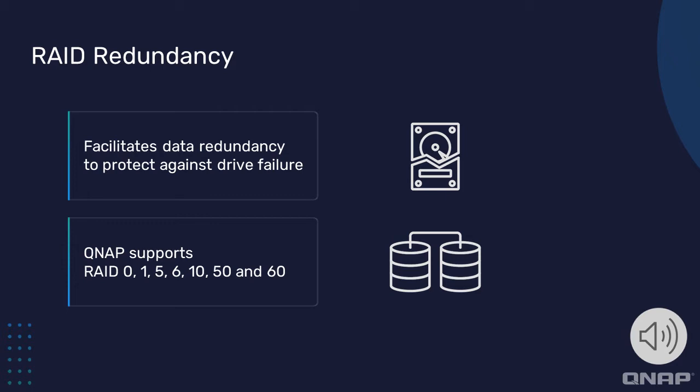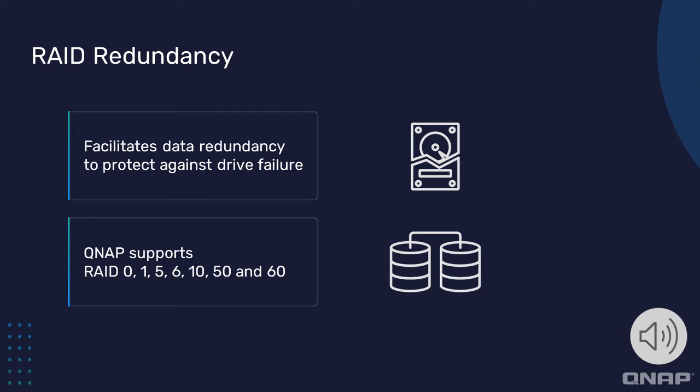RAID 50 combines RAID 5 with RAID 0. Similar to RAID 10, however, instead of striping RAID 1 mirrors together, it stripes together RAID 5 arrays. Any one drive can be lost from either of the RAID 5 arrays. This configuration requires a minimum of 6 drive bays.